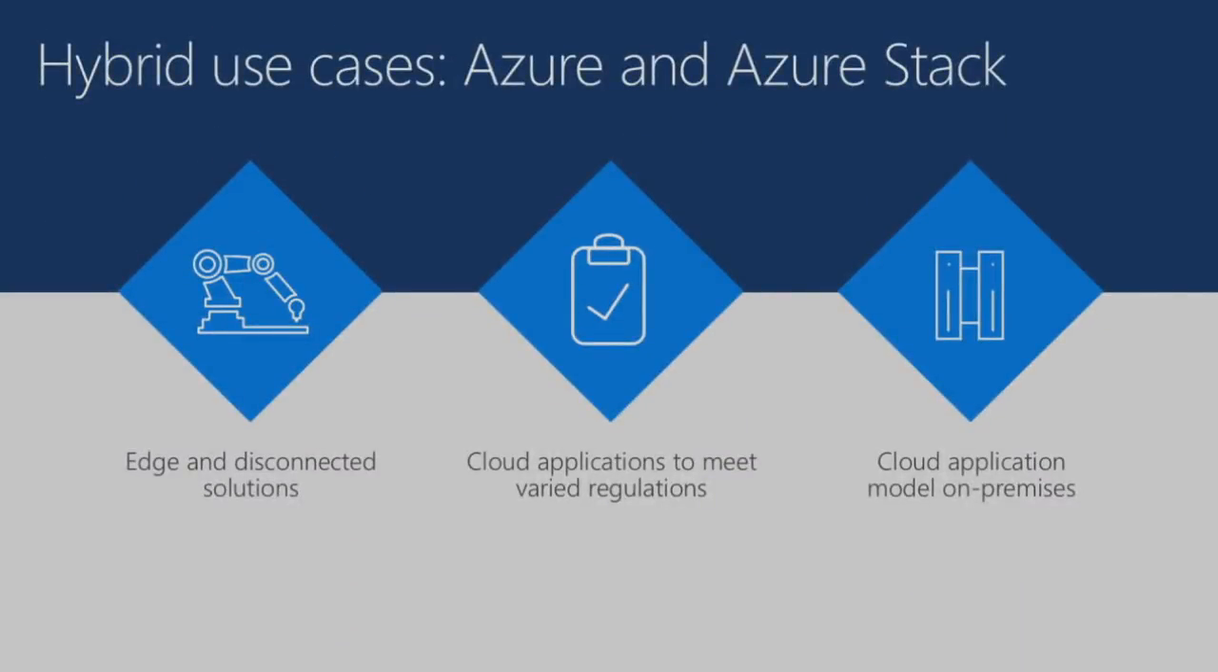And then I think finally, for the overview flat slides, there's primary use cases that we want folks to concentrate on for Azure and Azure Stack, and they're hybrid use cases. So edge and disconnected solutions, cloud applications to meet varied regulations, and cloud application model on premises, basically ARM on premises. So I'm not going to go into detail on any of these because there's specific sessions and demos on this, and this is just the idea.